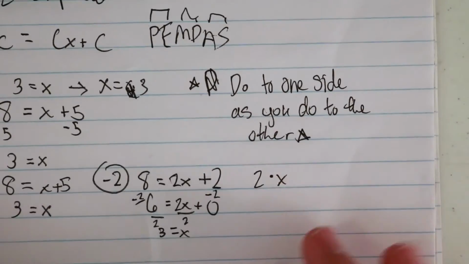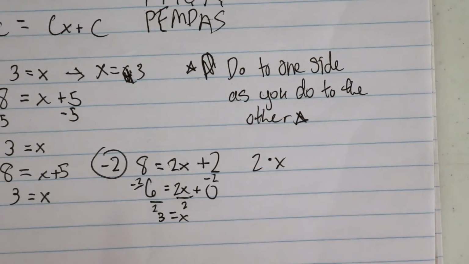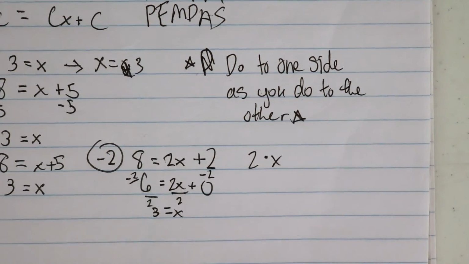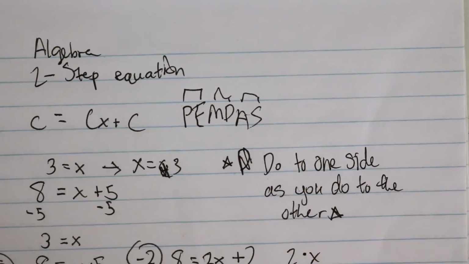So that's kind of the idea in solving two-step equations, is to work it backwards in this order and just undo what you've done to the variable to get the variable on one side by itself and all the constants on the other side by itself. So that's kind of simple algebra, two-step equations.